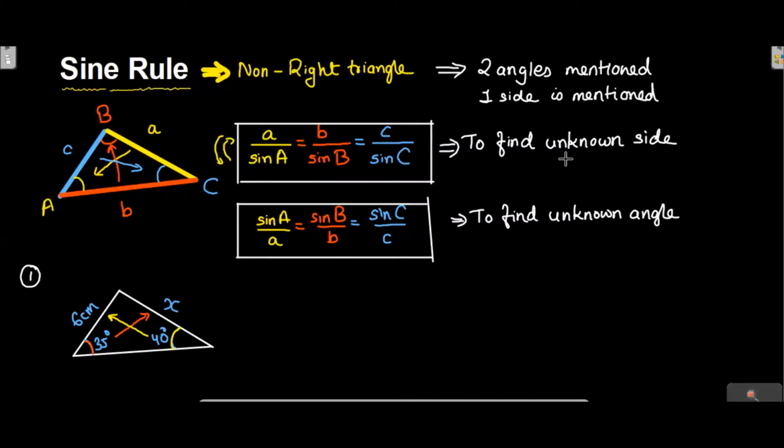As I told you, whenever you're finding an unknown side, the side should be in the numerator, right? I'll write here: the side should be in the numerator, and sine of that particular opposite angle. Okay. This is very important. It can be any side.